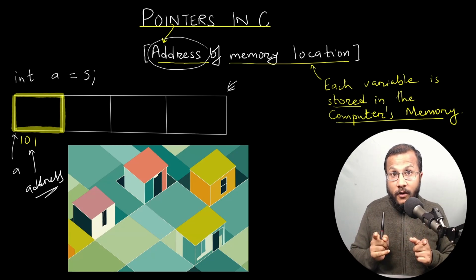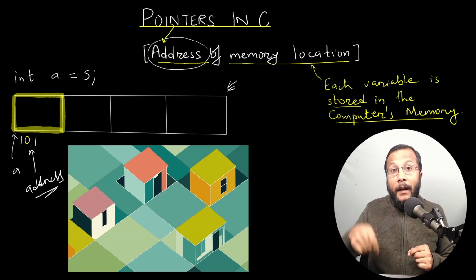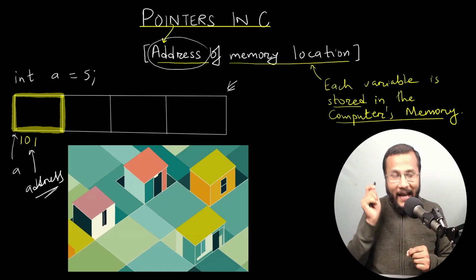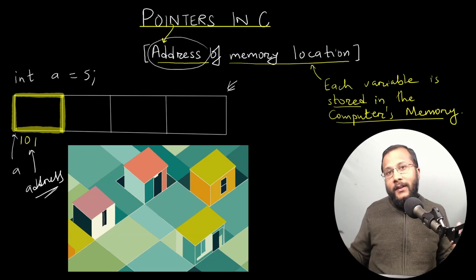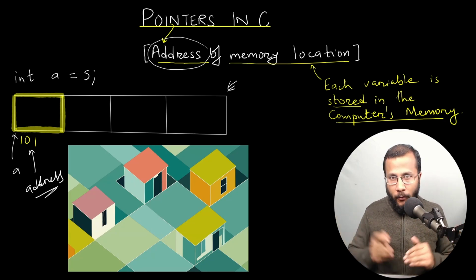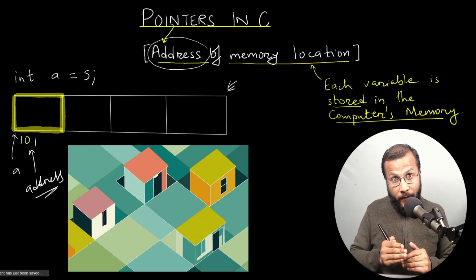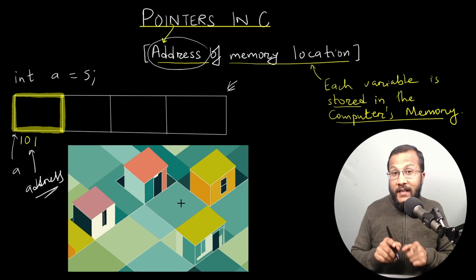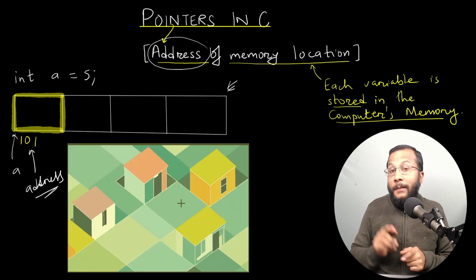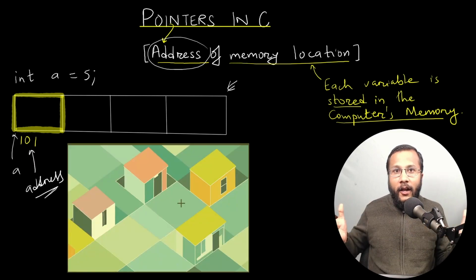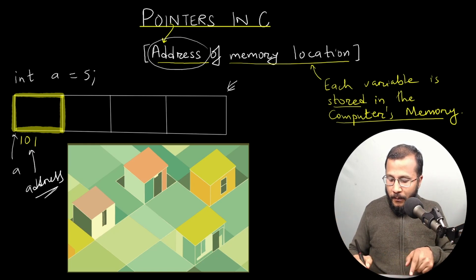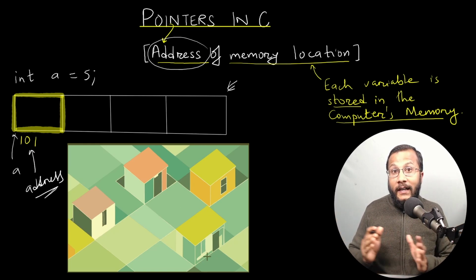Each box or each memory cell in the memory is going to have a unique address. Whenever you create a variable, it is going to be stored in the memory, and that memory is going to have a unique address, and that address is fixed. Now this address in the memory, which is fixed, can be related to a plot of land in the real world. Let's say this is a big piece of land which is divided into different plots.